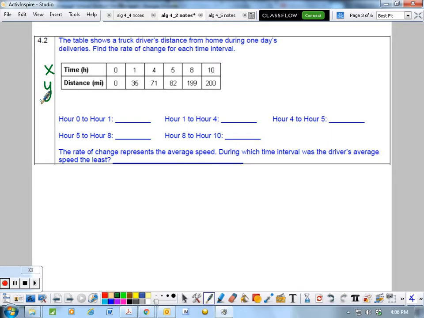And so when I'm looking from hour 0 to hour 1, I can look at, okay, how is this changing? So here I'm going 35. And here I'm going 1, and then my change in y over change in x would give me 35 over 1. So this is 35, and then I can use my units. So my distance for y is miles, and my distance for x is hours. So this is 35 miles per hour, and that's my rate. I could also do this using the slope formula. I could do 35 minus 0 over 1 minus 0, and that would give me the same rate.